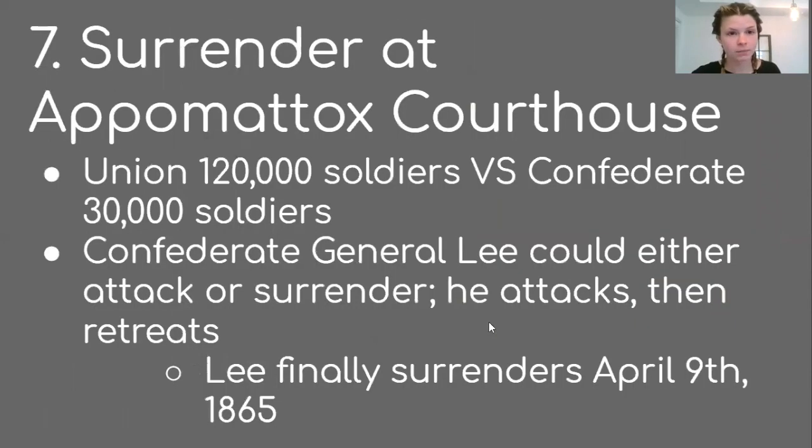Okay, and finally, surrender at Appomattox Courthouse. The Union had 120,000 soldiers here. Confederates had 30,000 soldiers here. And Confederate General Lee is kind of left with this decision. He can either attack or surrender. He chooses to attack, but then he retreats. He finally surrenders April 9th, 1865.